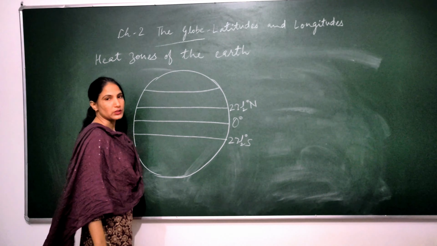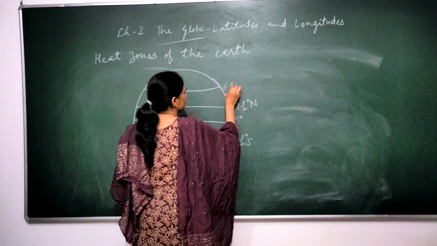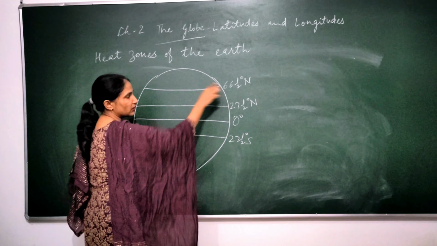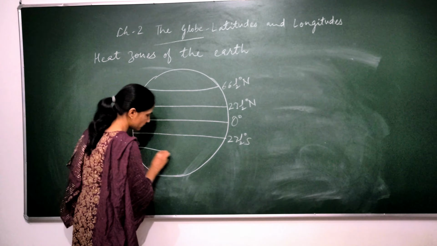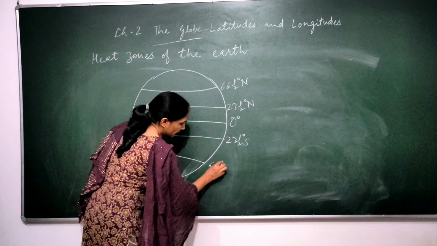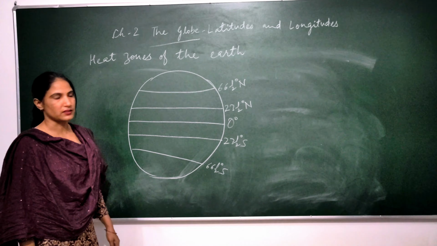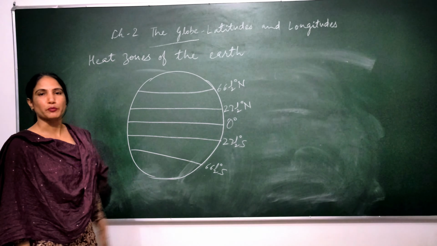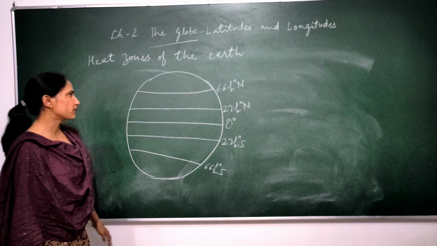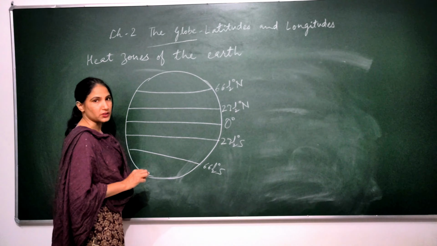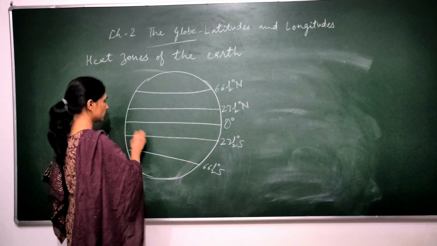This is also an important latitude, located at 66.5 degrees north, named the Arctic Circle. This is at 66.5 degrees south, named the Antarctic Circle. These are the 5 important reference latitudes, reference lines. So now, one by one, we are going to focus on the 3 heat zones of the earth.